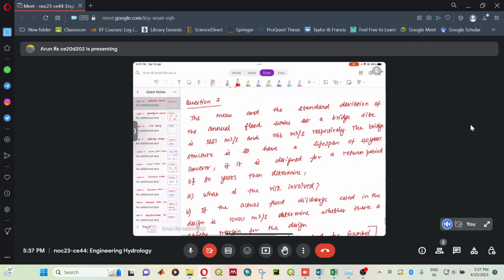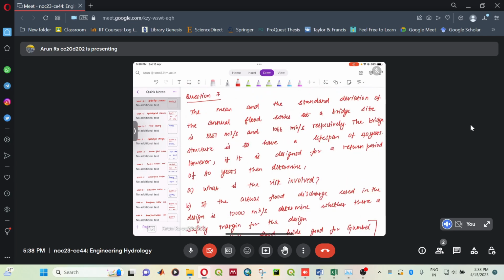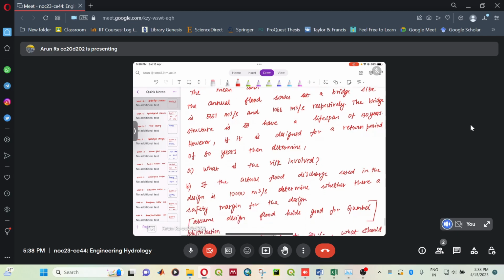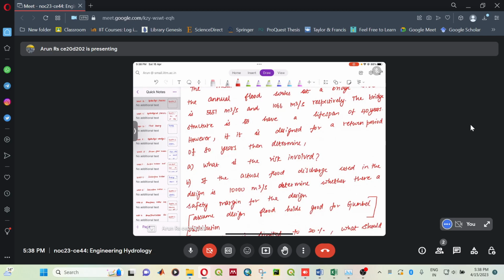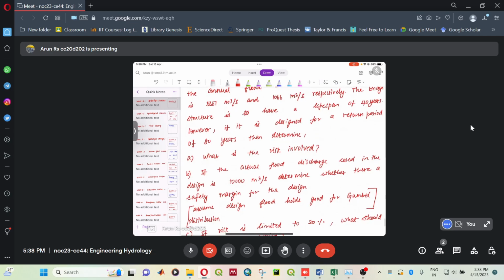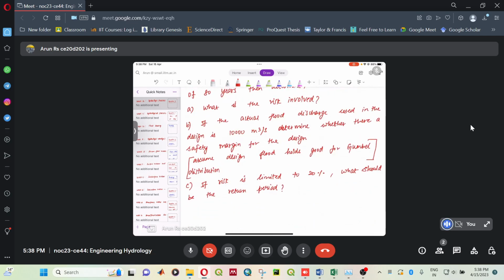Okay, we'll move on to the last question for the day. This question introduces a new term. The mean of the annual flood series at a bridge site is 5651 meter cube per second, and the standard deviation is given as 1066 meter cube per second. The bridge structure is to have a lifespan of 40 years. However, if it is designed for a return period of 80 years, then we need to determine what is the risk that is involved, which is similar to the previous question.